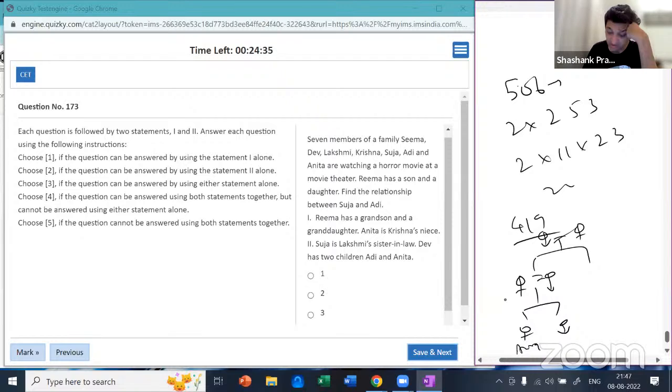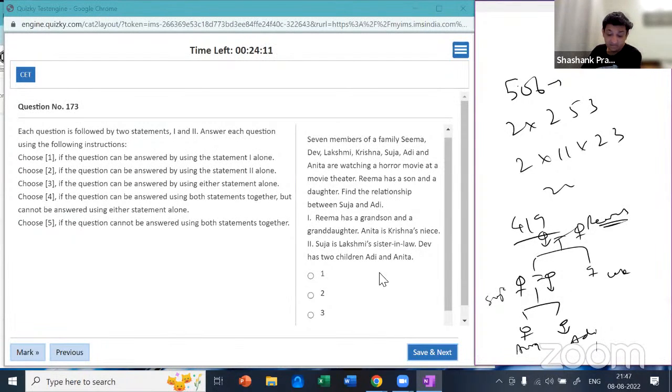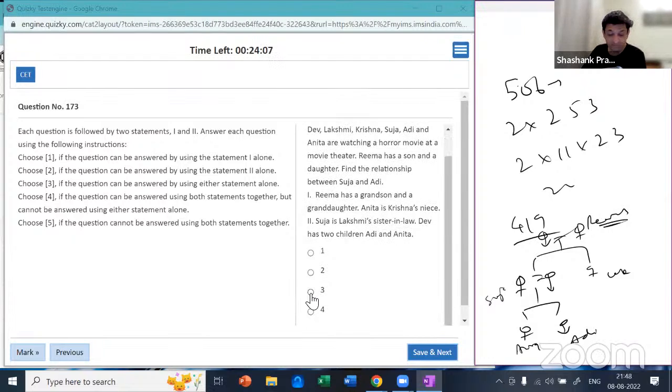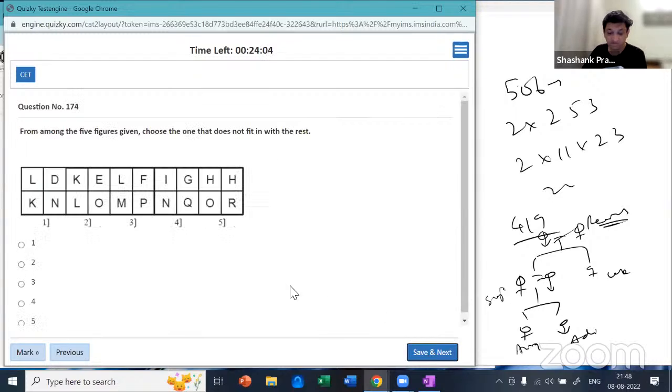Suja is Lakshmi's sister-in-law. So this can be Suja, this can be Lakshmi. But I don't know. Male female का भी नहीं पता. Rima has a grandson and a granddaughter. So Rima ठीक है. Suja and Adi we don't know. Dev has 2 children, Adi and Anita. So ये अगर Adi है, Suja and Adi. Suja is the mother of Adi then it seems. But I don't know. I think by using both statements together we should be able to find it. Not sure of this.